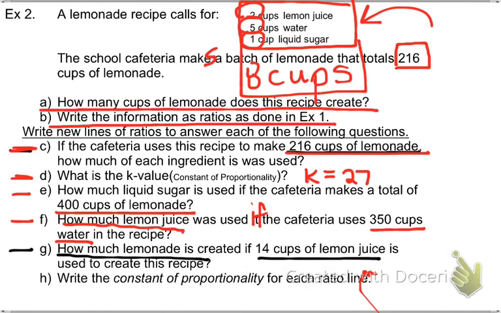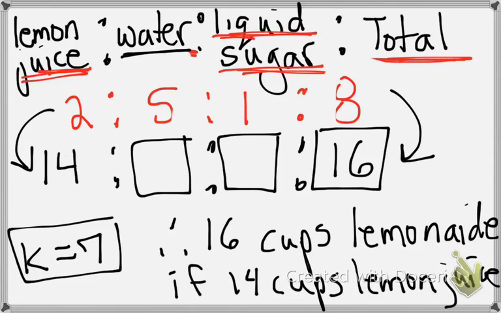Write the constant of proportionality for each ratio line. So on your paper, you're not erasing as you go. So you can put the constant of proportionality to the right of each one. The end.